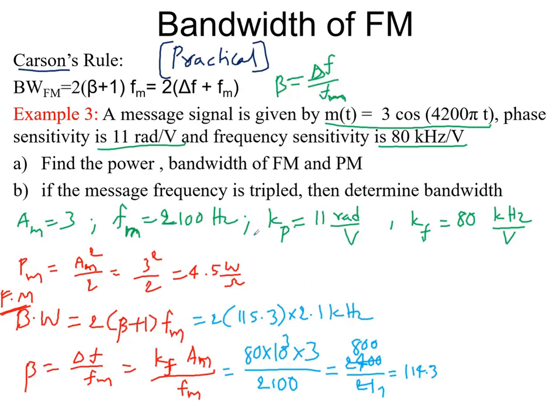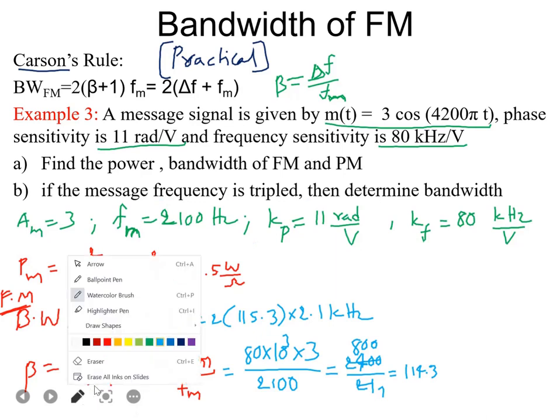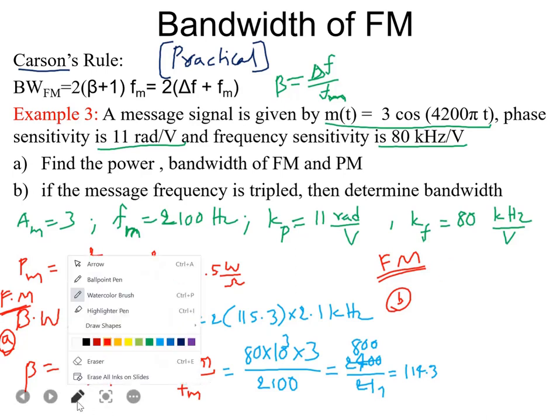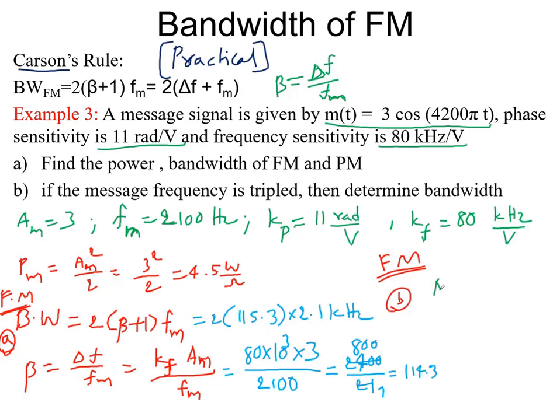Now here the other thing is given, PM we will see later. The message frequency is tripled. What is given here is related to case A for FM, case B for FM. Let us try to see. Whenever the message frequency is tripled, the FM dash is becoming 3 times the message frequency. Is there any change in amplitude? There is no change. Then obviously there will be a change in delta F, indirectly the change in beta.